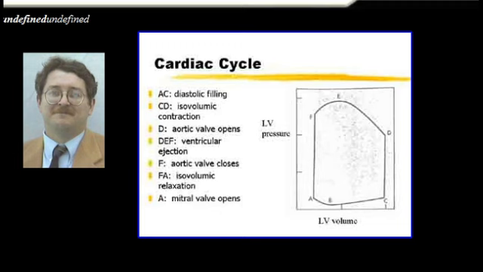Remember that blood is essentially non-compressible, so there's no change or minimal change in volume with a substantial change in pressure. At point D, the aortic valve opens and ventricular ejection begins. Blood is ejected between points D, E, and F, and at point F, the aortic valve closes as the ventricle relaxes. Points F to A represent isovolumic relaxation, and at point A, the mitral valve opens and diastolic filling begins.